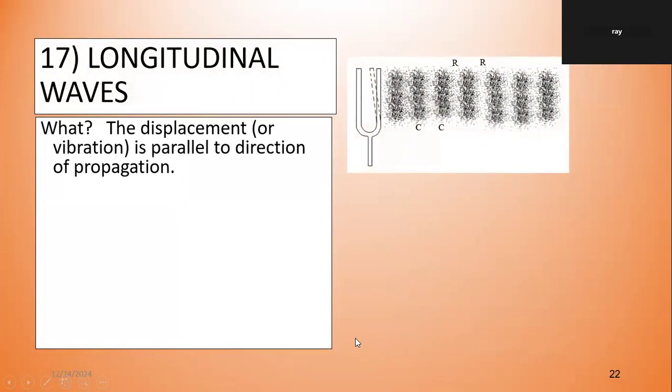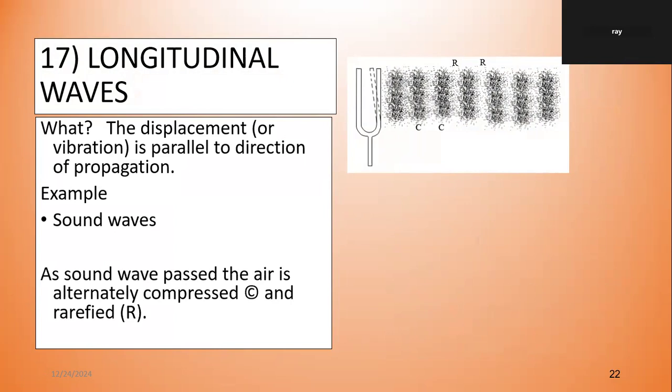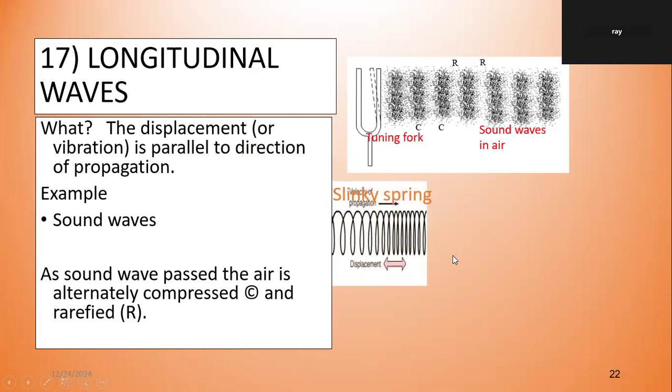Longitudinal wave. Must remember, the displacement or vibration is parallel to the direction of travel or propagation. Example, sound wave. As a sound wave passes in air, it is alternately compression and rarefaction. You can see the diagram here. The tuning fork is the one that produces sound. So where the air particles are together, compression. Where the particles are far apart, these are rarefactions. Or we can use a slinky spring.